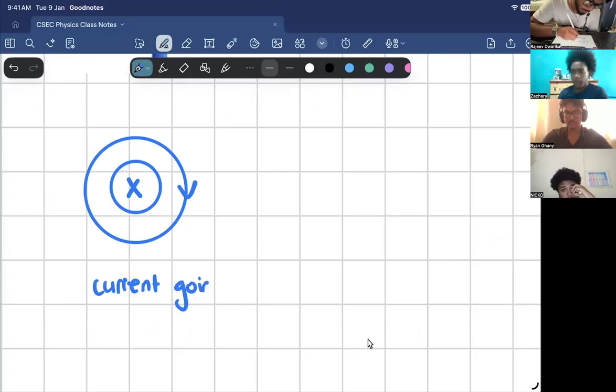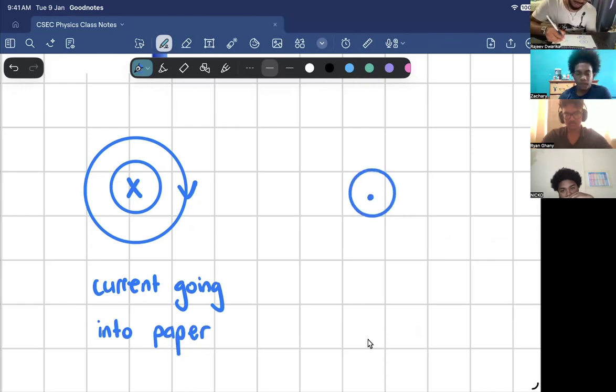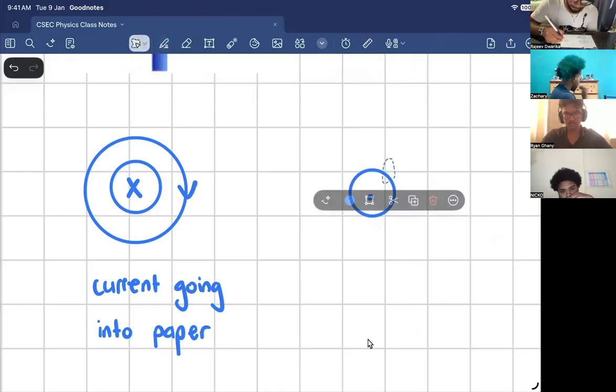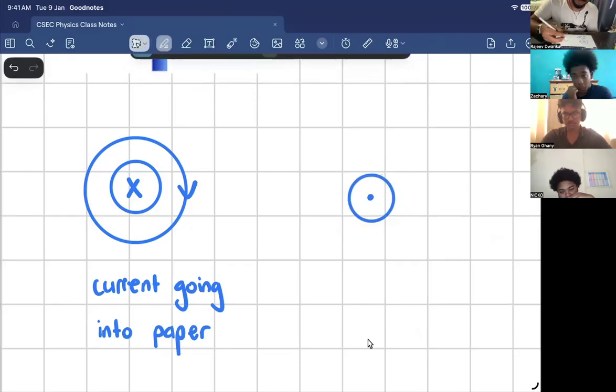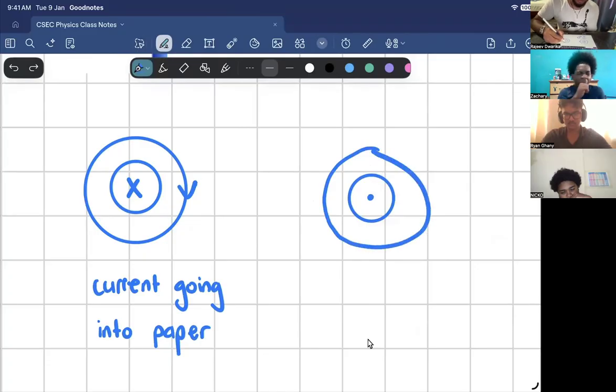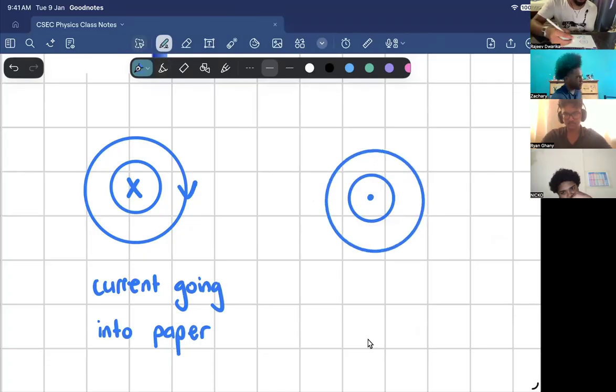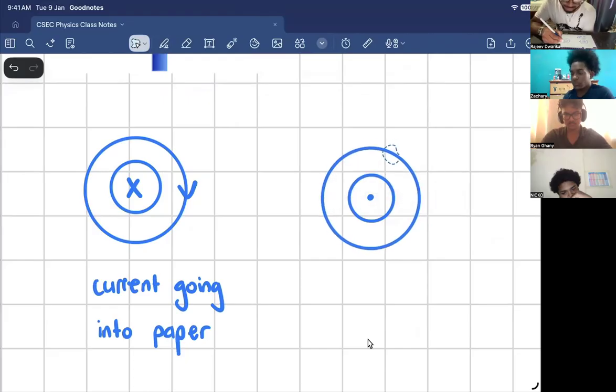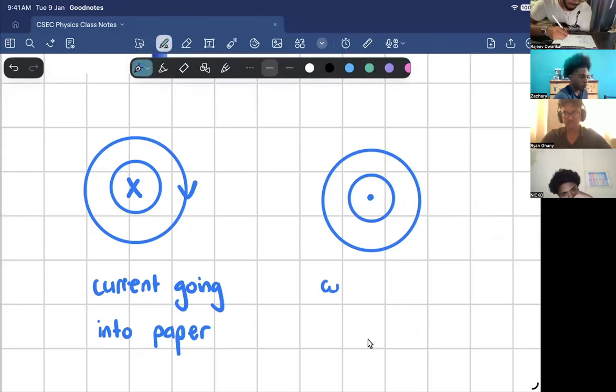So over here we have the current going into the paper. If you see something like this, Nikolai, what does that mean? Going through the paper. So think about it logically, Nikolai. One example is the current going into the paper. So what do you think the other one might be? Going out. Yes. So current coming out of the paper.